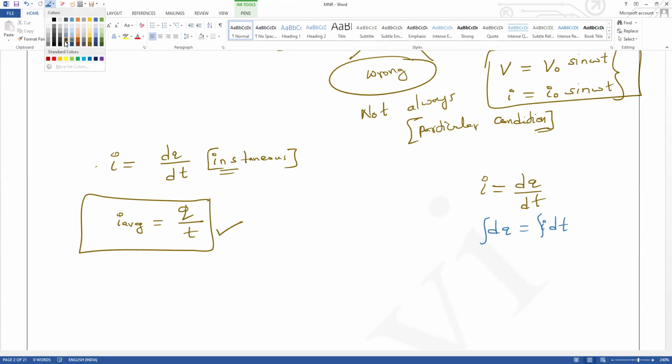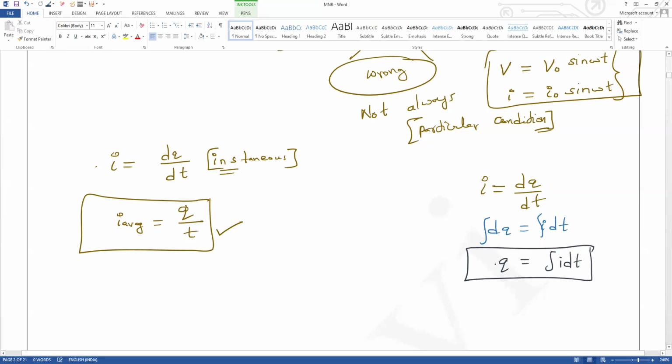Will you agree with me? Speak loudly. So dq is equal to I into dt. So integration of dq is q. Q is equal to what? Integration of dq is equal to what? Integral I dt.